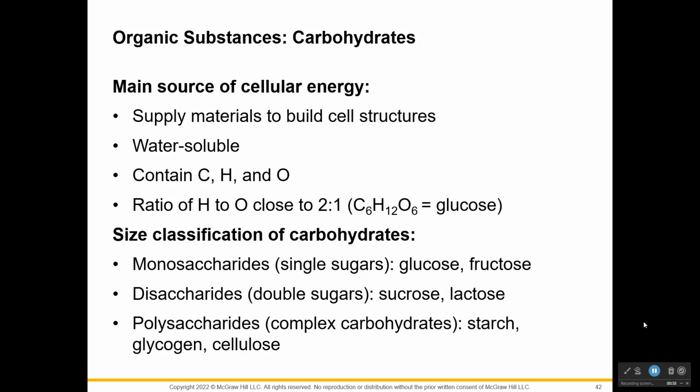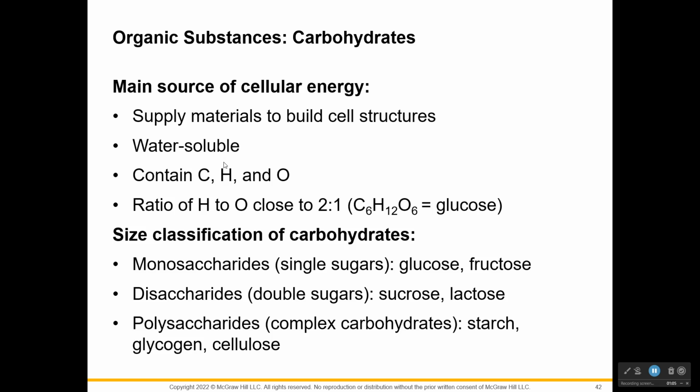So the first one is carbohydrates. Think about the name carbohydrate. It has carbon and hydrogen in it, and also oxygen. So this is our main source of energy. These are your sugars, okay? They have carbon, hydrogen, oxygen. They do mix with water. You can mix sugar with water pretty easily.